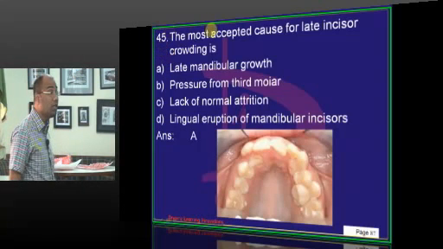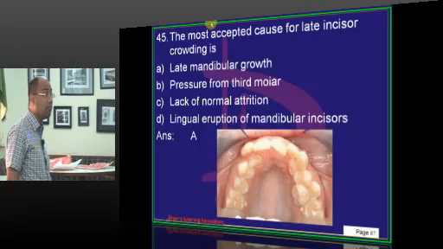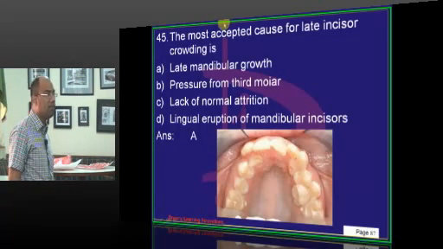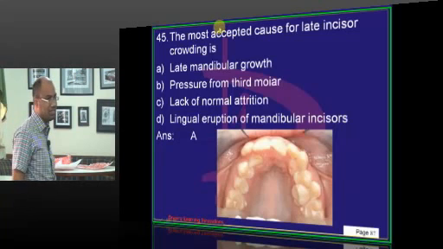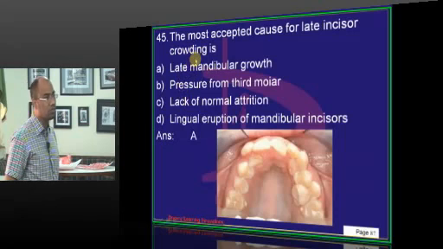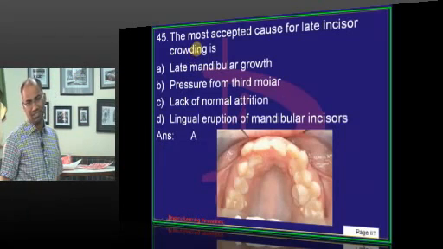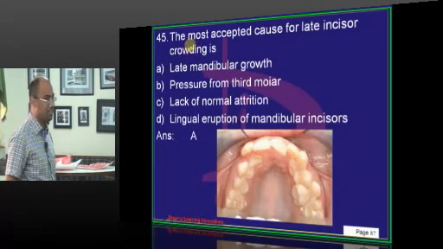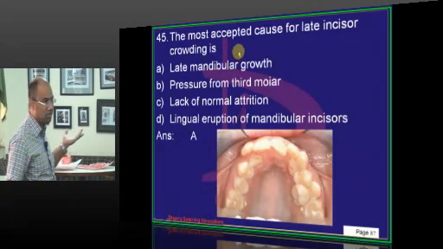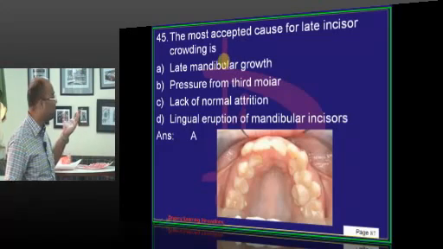So what we do, we give a permanent retainer. The purpose of giving a permanent retainer from canine to canine is to prevent this, and ideally the patient has to be followed up every 6 or 9 months to monitor this, because we can't do anything for it. This is natural growth, nothing is in our hands, we can't prevent the late mandibular growth.